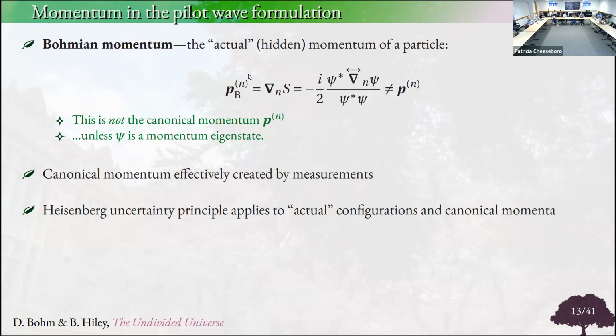So the canonical momentum and the Bohmian momentum, as it's called, are different objects in general, with the sole exception of if you have a momentum eigenstate, so a plane wave, then this two-sided derivative will give you the canonical momentum. And this is kind of an interesting thing because when you do a momentum measurement, it effectively creates the momentum you measure rather than revealing a momentum that was there previously.